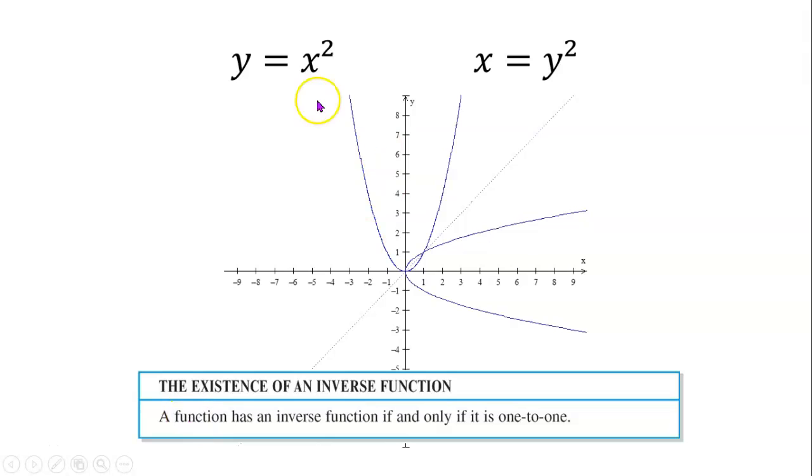But a function has an inverse if and only if it is a one-to-one function. So if a function's one-to-one, it has an inverse. We can come up with another function that undoes what it does. If it's not one-to-one, it doesn't have an inverse.